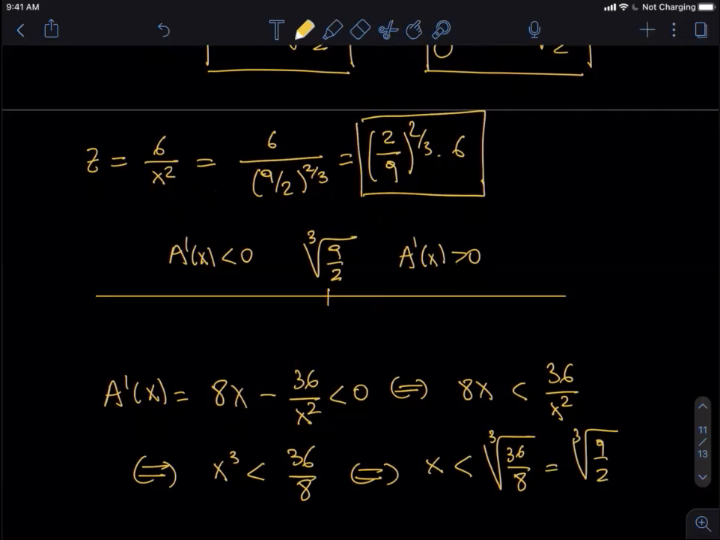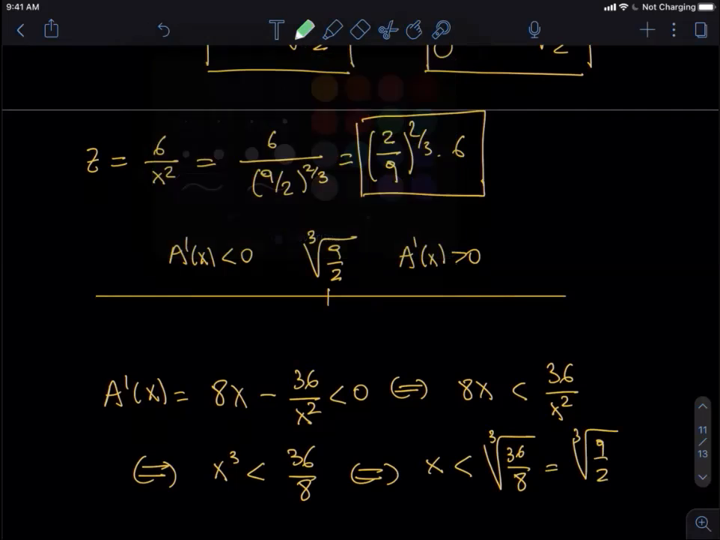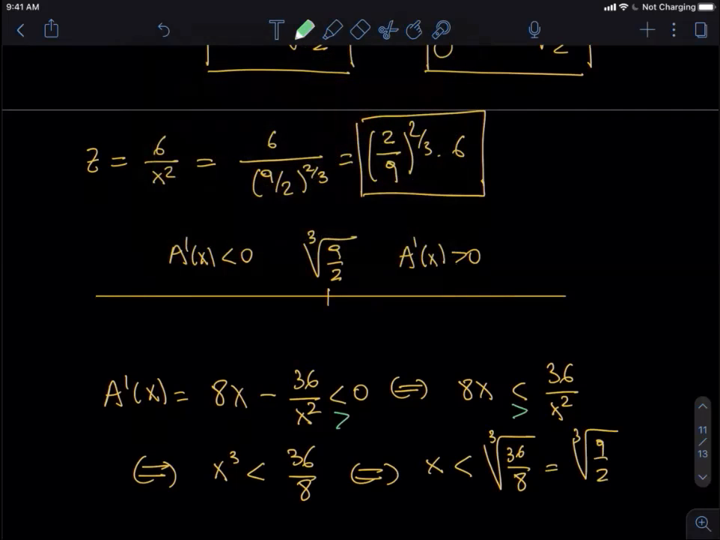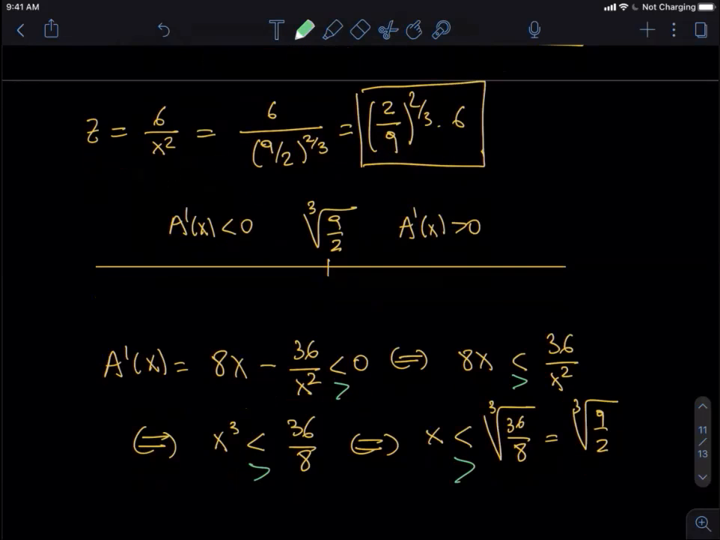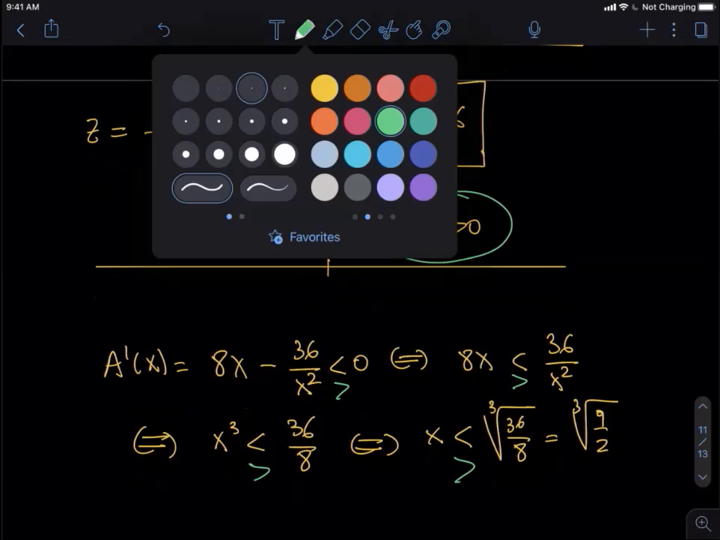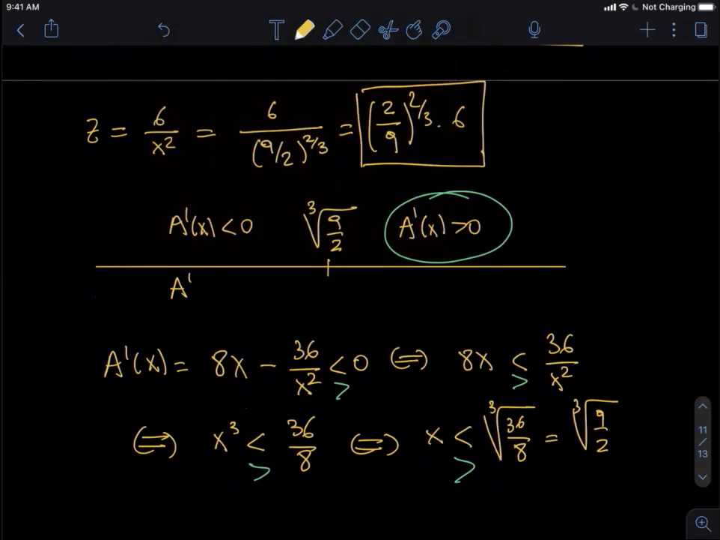So we have A prime less than 0, and then for the bigger, we just need to check. But you do this part. And we get that A prime is bigger than 0 on the right. That means A of x is decreasing and then increasing. So the cubic root of 9 halves is a local minimum.